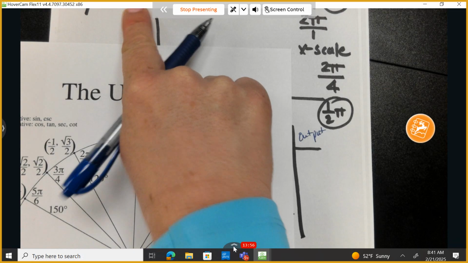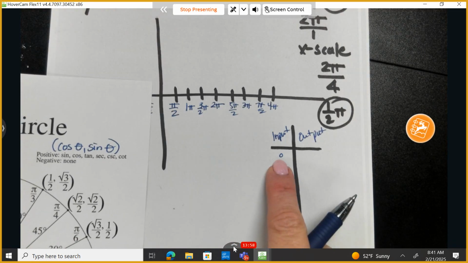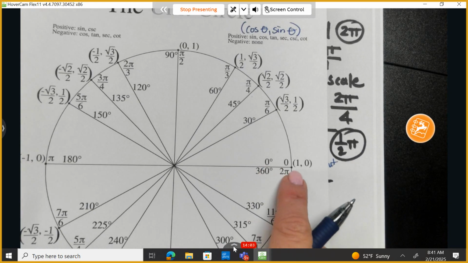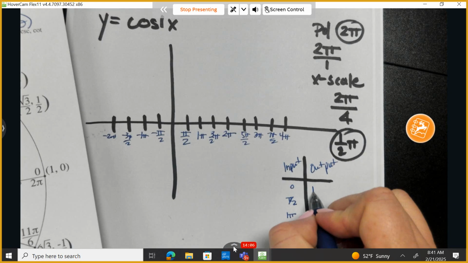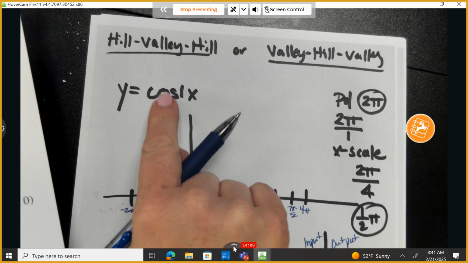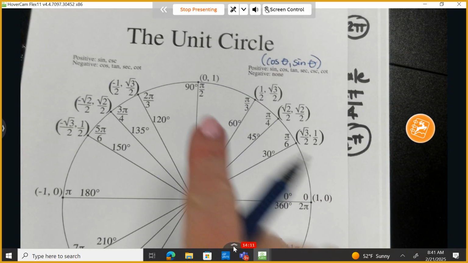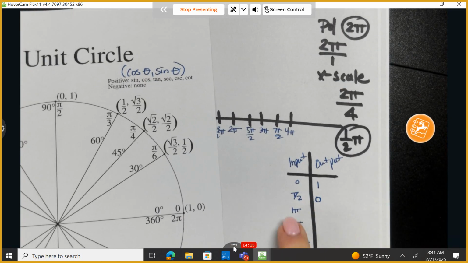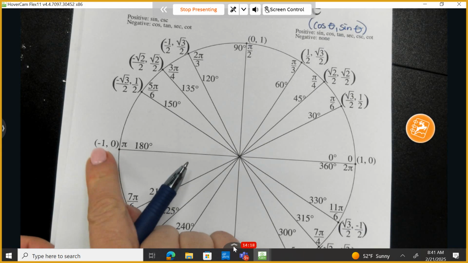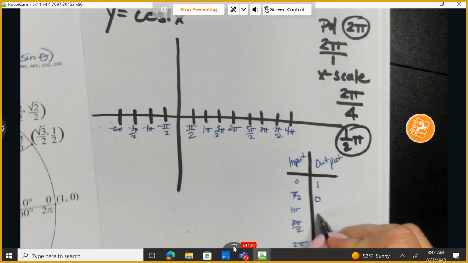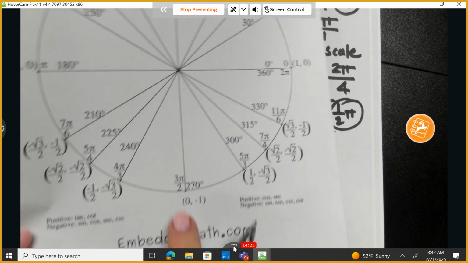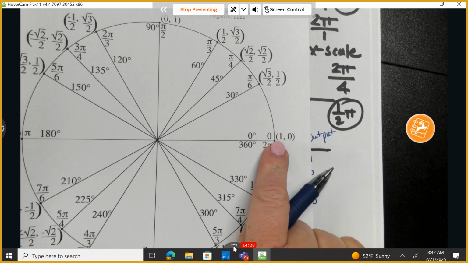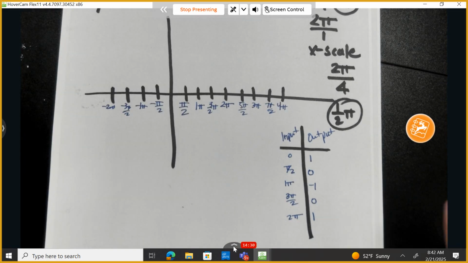I'm looking for the first number in the ordered pair. So let's locate 0, and then let's evaluate the cosine at that position. So at 0, the cosine is 1. So everybody put a 1 here. Now find pi over 2. Let's evaluate the cosine at pi over 2. At pi over 2, the cosine is 0. At 1 pi, the cosine is negative 1. At 3 pi over 2, the cosine is 0. At 2 pi, the cosine is 1.